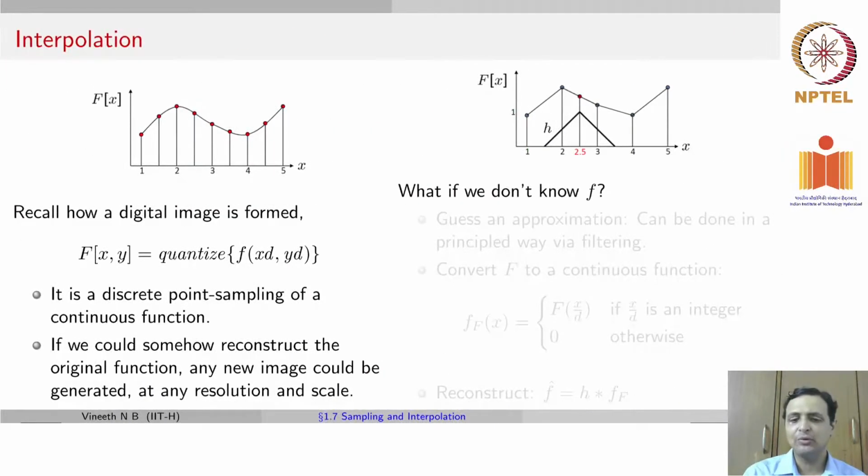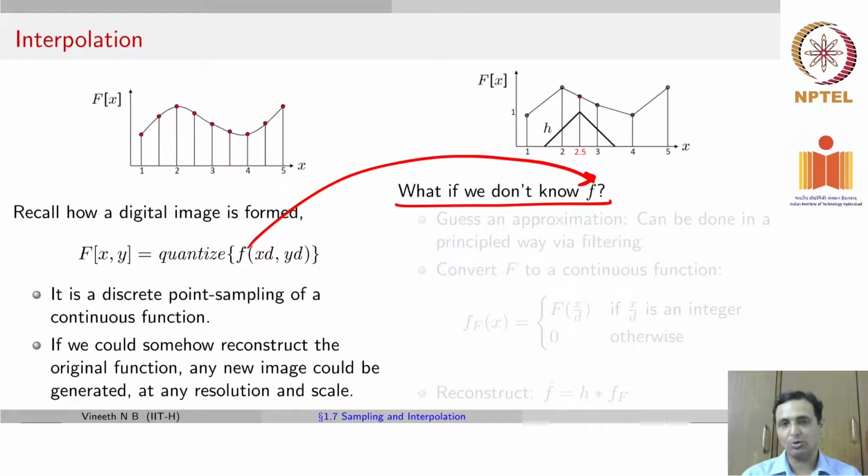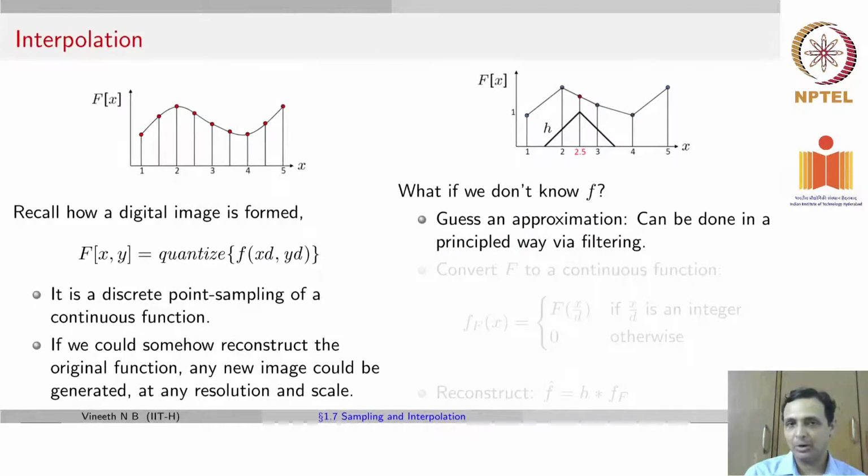Unfortunately, in practice, we do not know the small f, which is your continuous function. We do not know how, what was the real world scene from which your image was captured in a sampled manner. However, we can try to approximate this in a principled way, and the way we are going to do that is through a convolution approach.